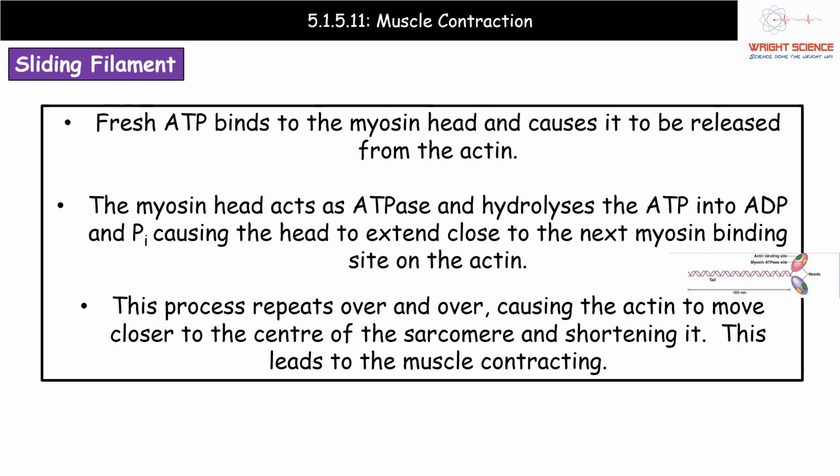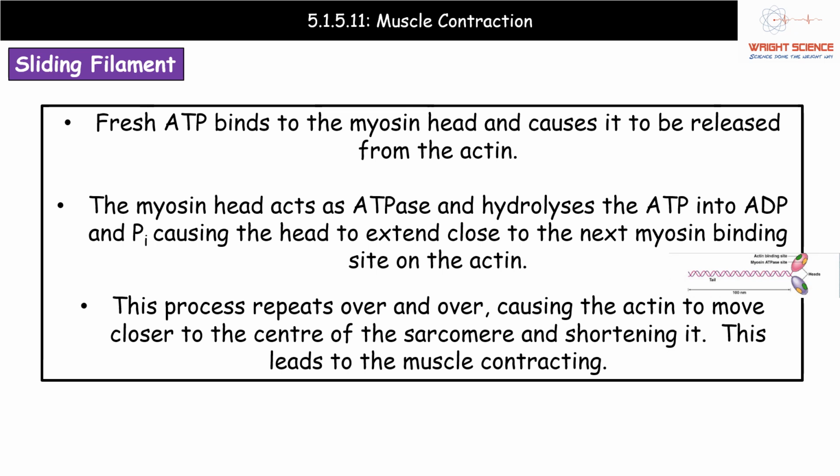What we then find is that ATP will bind to the myosin head, and as it does so, it breaks those crosslinks and releases the actin from the myosin. Now the myosin head acts as an ATPase, hydrolyzing the ATP into ADP and inorganic phosphate, and therefore the head returns to its original position, and that brings it conveniently aligned to the next myosin binding site on the actin. And basically it repeats.